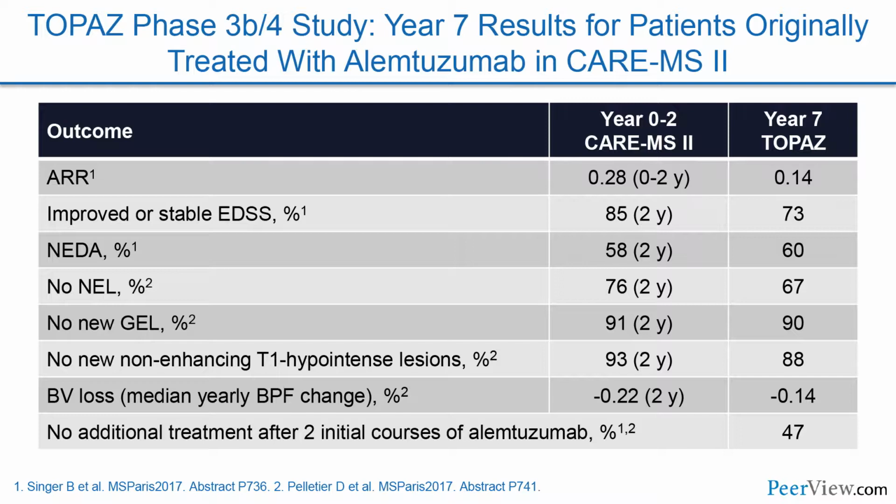A durable reduction in brain volume loss, 0.19% or less annually, was seen from year 3 through year 7. 47% of patients had no additional treatment after the 2 initial courses of alemtuzumab through year 7. Alemtuzumab had a consistent safety profile through year 7, and the overall incidence of AEs decreased over time.